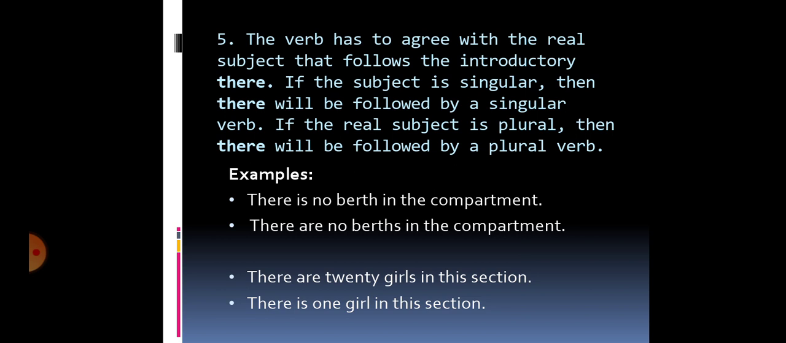See the first one. There is no berth in the compartment. There are no berths in the compartment. So what do you think? Which one is right out of the two? Yes, the second one. See the second one. There are 20 girls in this section. And the other one is there is one girl in this section. So with more we've used are, with single we have used is.